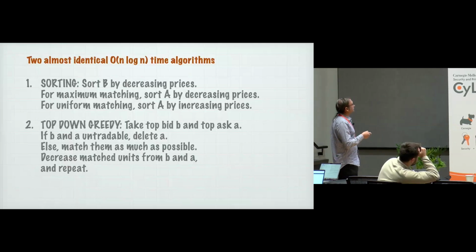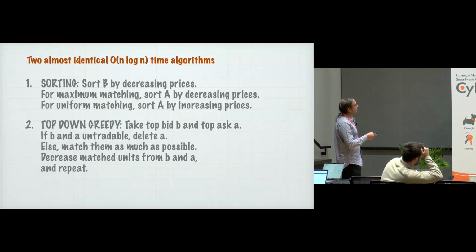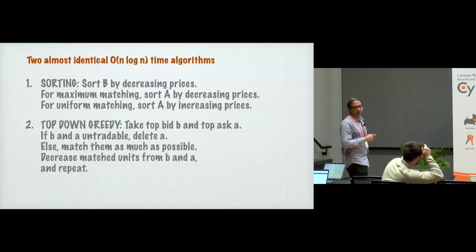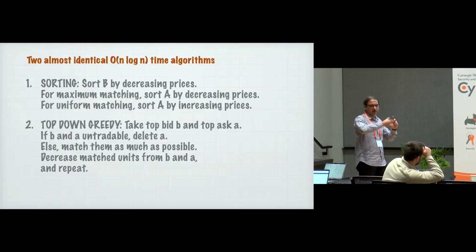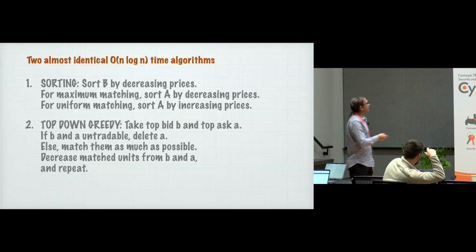So first you sort the list of bids by decreasing prices. And for maximum matching, you sort the list of asks A by decreasing prices. But for uniform matching, you sort asks by increasing prices. Okay, and this is the only difference. For two different objectives, the sorting order of the asks just changes. After that, it's the same algorithm.